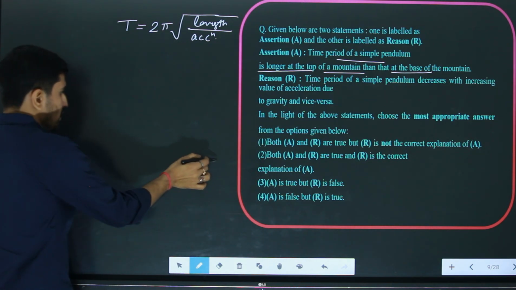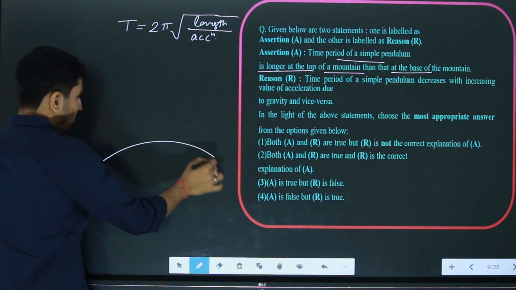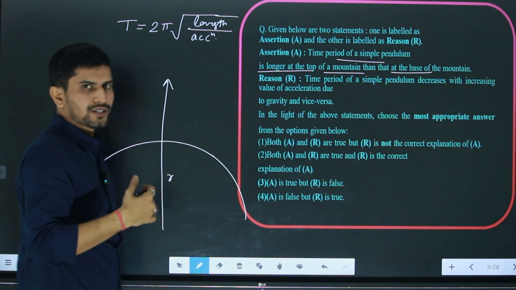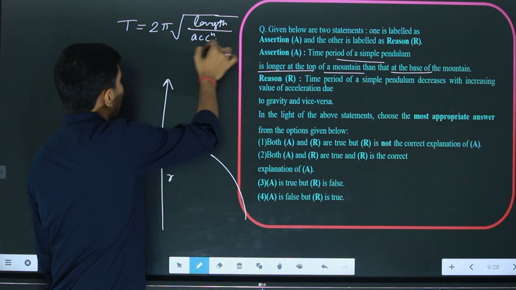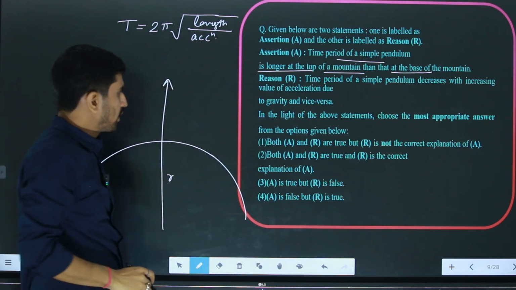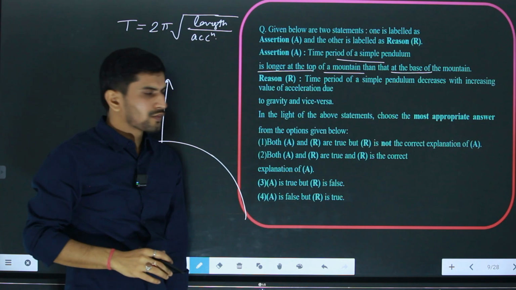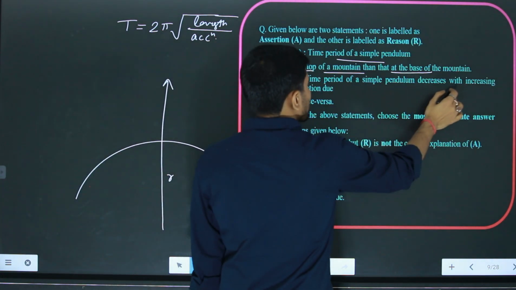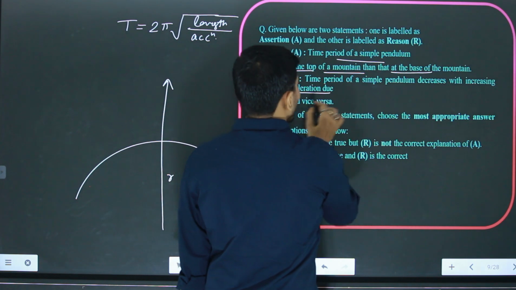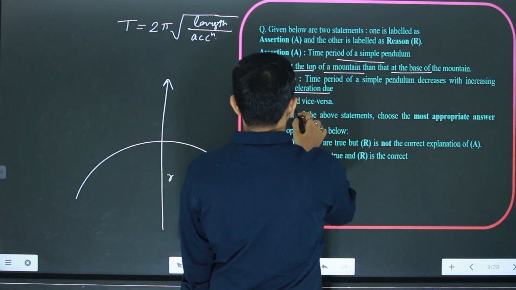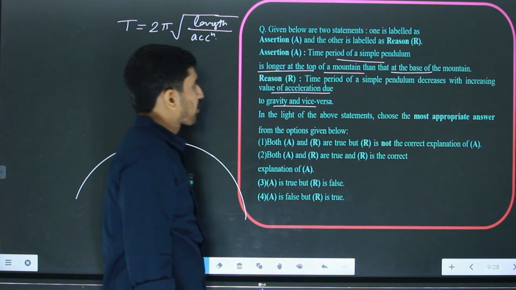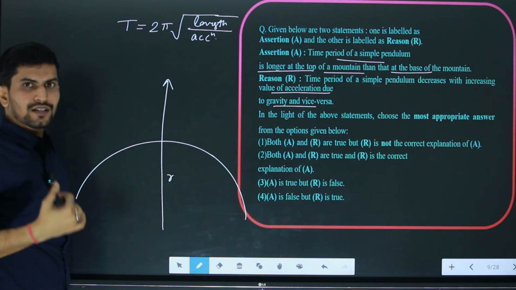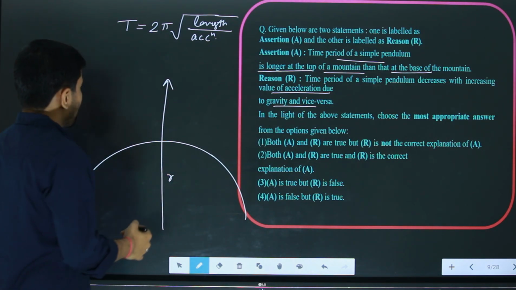Suppose this is Earth. From the center of Earth, as the distance increases, the acceleration due to gravity will decrease and therefore time period will increase. Therefore, the first statement is correct. Let's read the next statement. Time period of a simple pendulum decreases with increasing value of acceleration due to gravity and vice versa. That is also a correct statement. Time period decreases as the acceleration due to gravity increases, right?